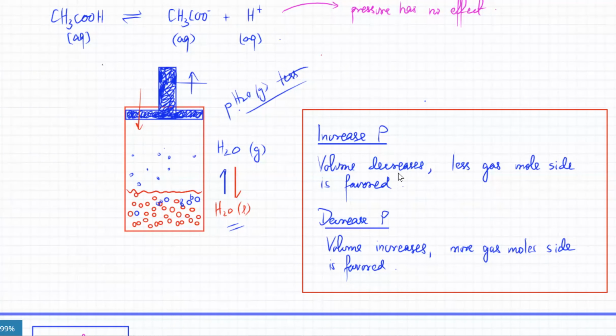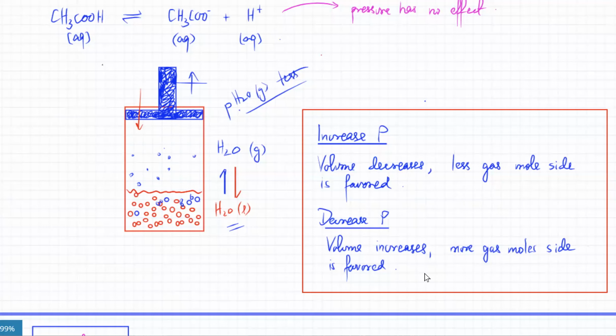So the rule is, okay, if you increase pressure, the volume automatically कम हो जाएगा. You're compressing it. So the side with fewer gas moles would be favored, or that side which has less gas. Yeah, overall there would be less gas produced.